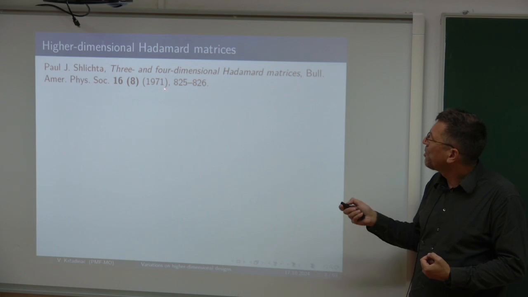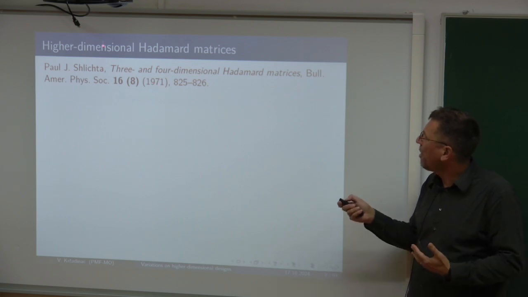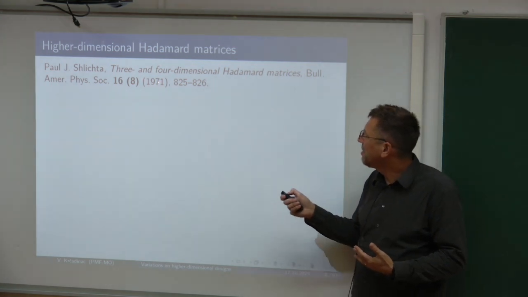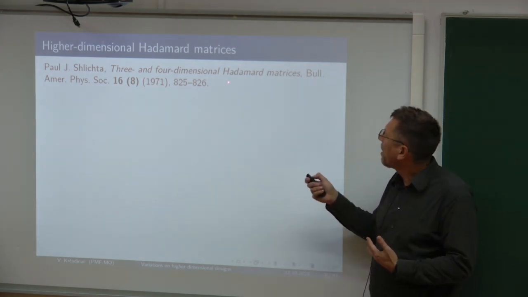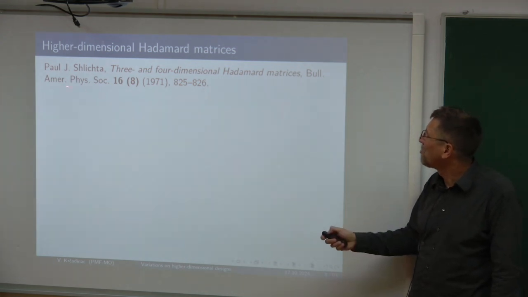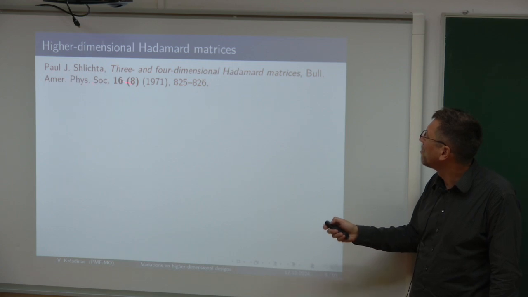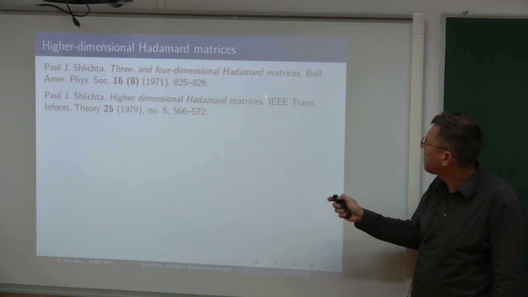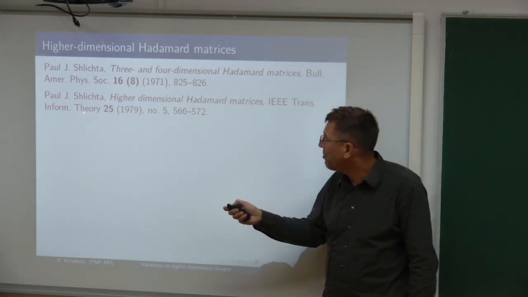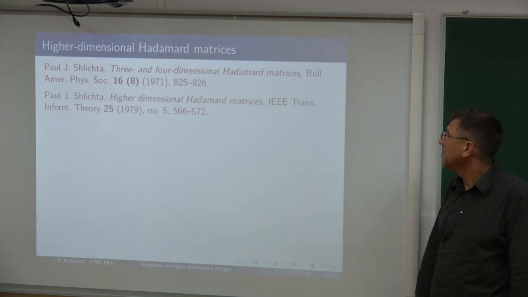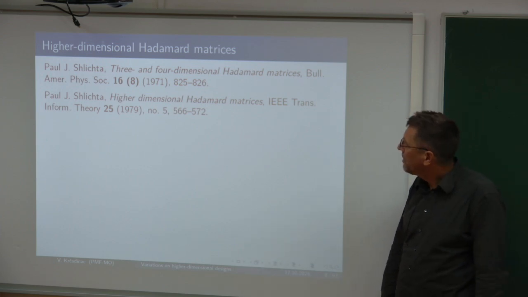One point at which they were generalized to higher dimensions is, well, Paul Schlichter is a physicist. He wrote a paper in 1971 about 3 and 4 dimensional Hadamard matrices, which was not very noticed by the mathematical community because it was in the Bulletin of the American Physical Society. But then at the end of the 70s, he wrote another paper in the IEEE Transactions on Information Theory, and that was well noted. And then people really started studying them in the 80s, let's say, people from Australia, from China, Jennifer Seberry and others.